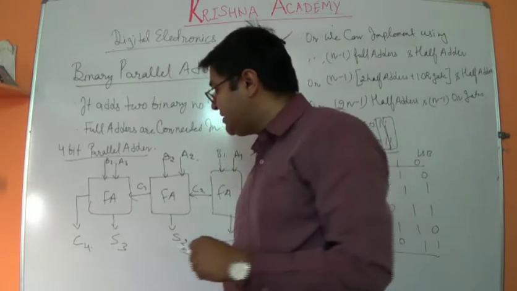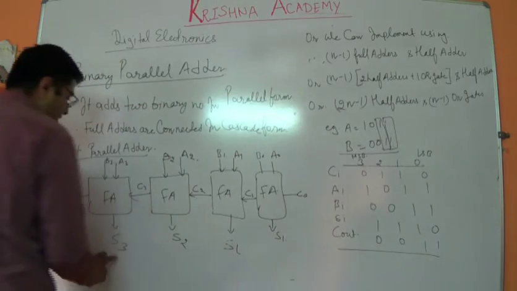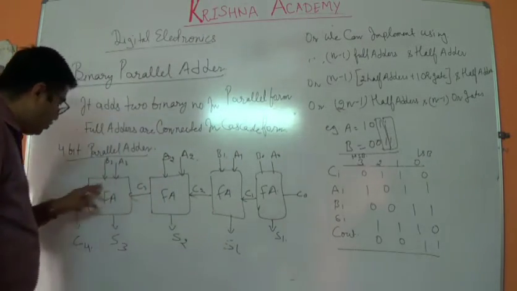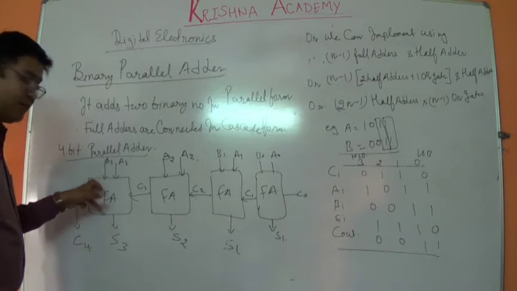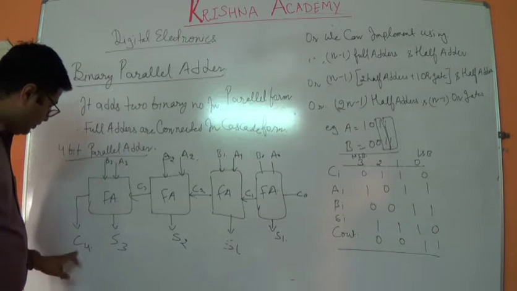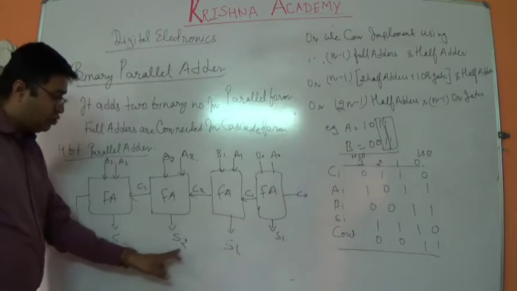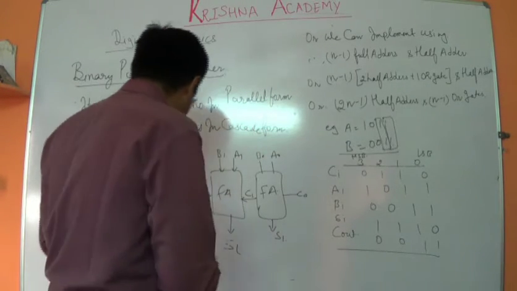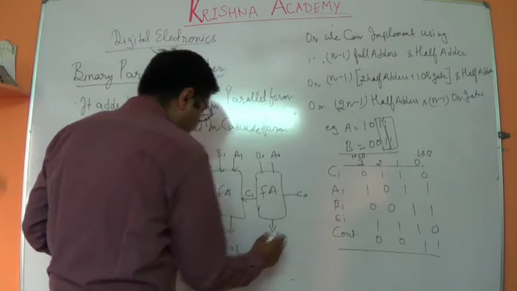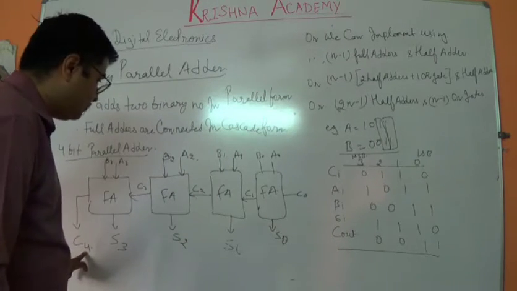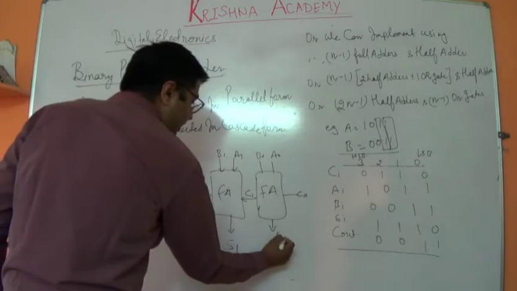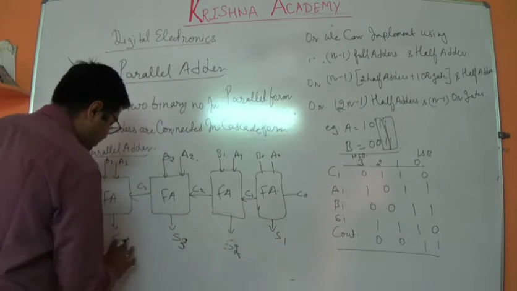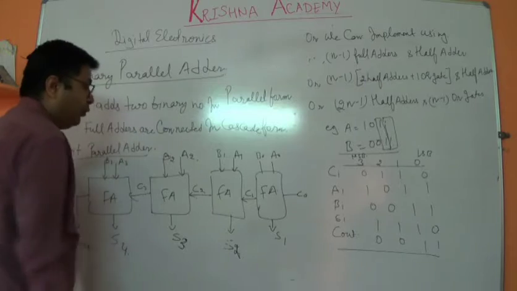It will go through this and there will be 4 carries and 4 sums. But C1, C2, C3 are already being added in this scenario. So we will get C4, S3, S2, S1 and S0, and the last one is C4. Or we can say this is S1, this is S2, this is S3 and this will be your S4.